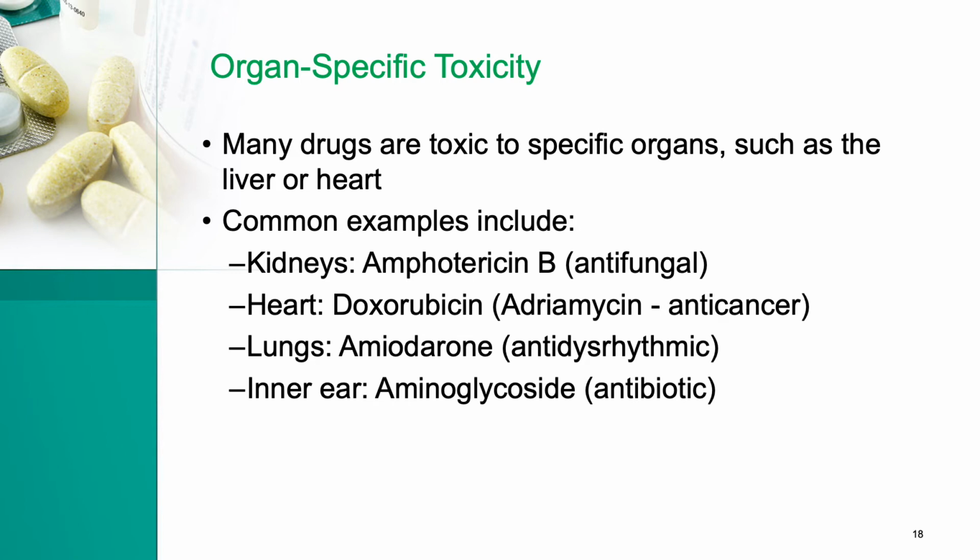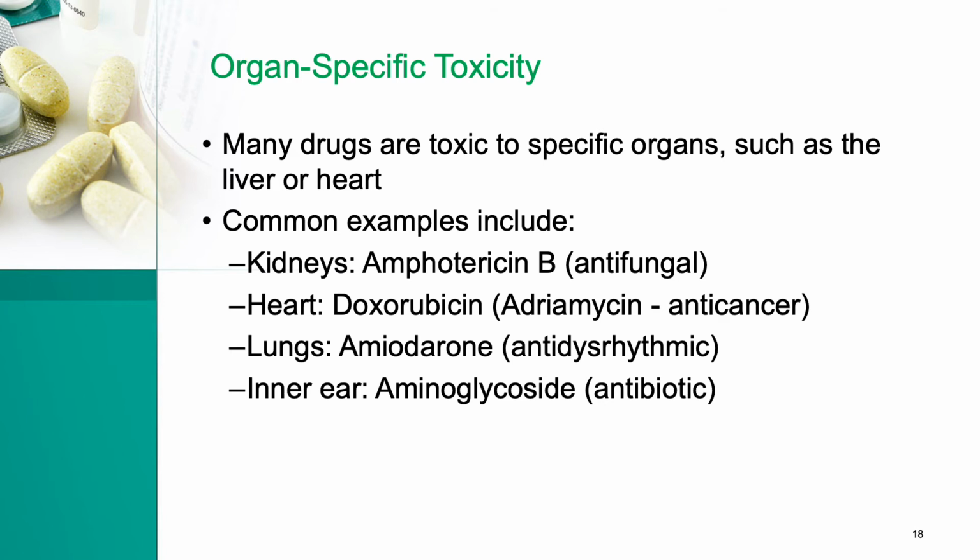Many drugs are toxic to specific organs, such as the liver or heart. Common examples include the kidneys, which may be affected by amphotericin B, an antifungal. Tubular damage is a well-known problem associated with amphotericin B, but acute renal failure is the most serious complication. The heart can be affected by doxorubicin, which is adriamycin, an anti-cancer drug. It causes cardiomyopathy. I have had patients die from this.